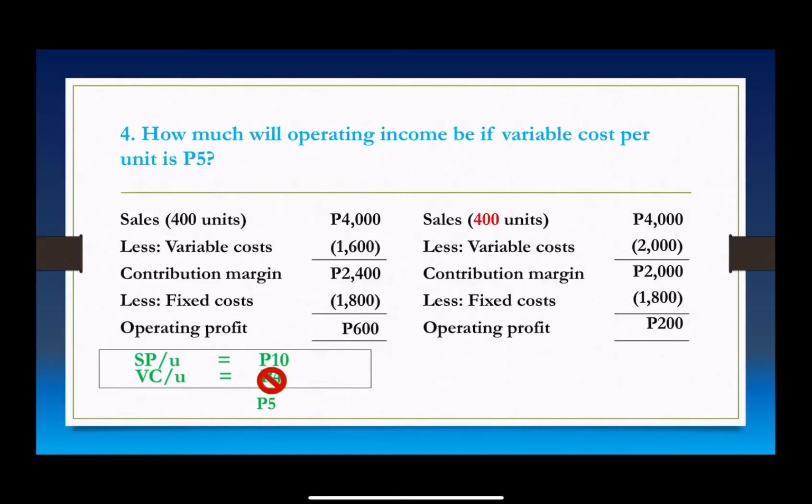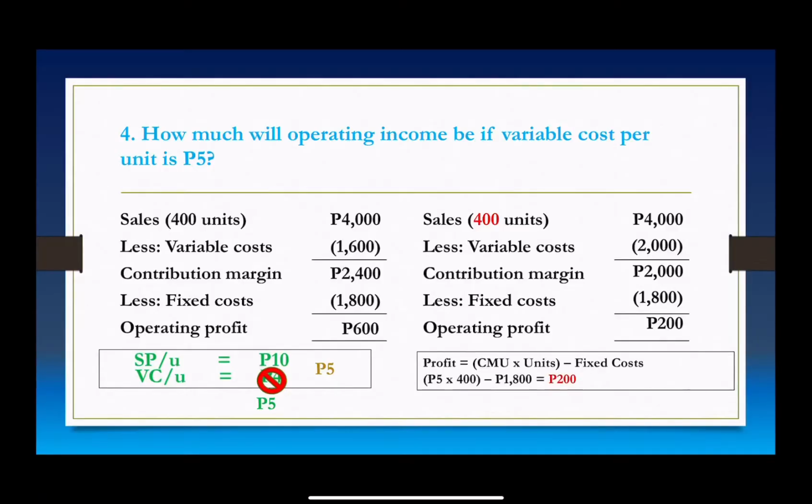Similarly, we can solve this using the profit formula: contribution margin per unit times number of units minus fixed cost. So the contribution margin per unit is 5. 5 times 400 minus 1,800 will give us the same result of 200 pesos.